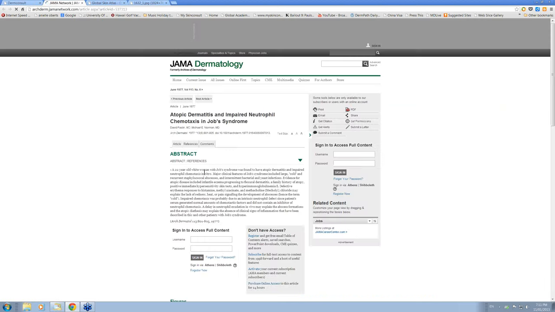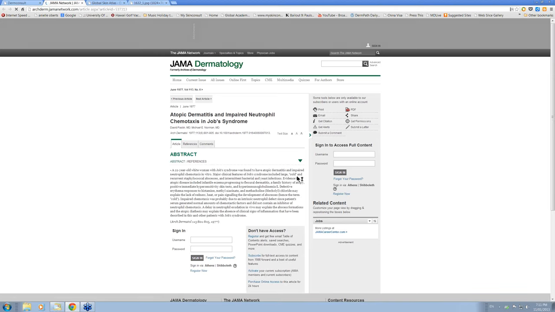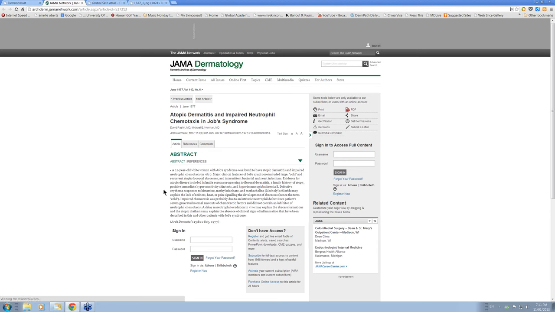There was a little article here in the archives on, I think, atopic dermatitis in Job's. You can have a little look at it yourself a bit later, but this was the article here. Large cold and recurrent staph abscesses, intermittent bacterial and yeast infections, atopic dermatitis, and impaired neutrophil chemotaxis. So this is why they tend to get infections in these conditions. There's usually some impairment of the way in which infections are fought, and that's in neutrophil chemotaxis.